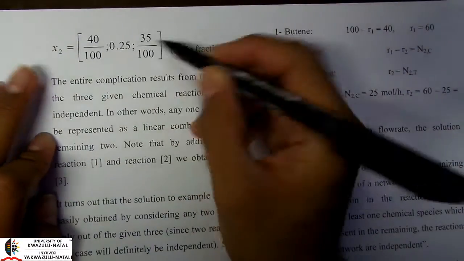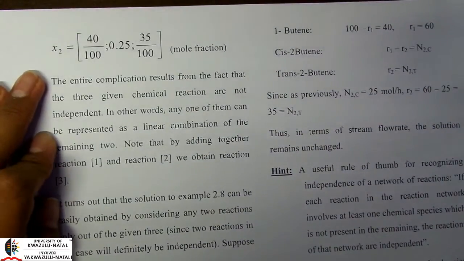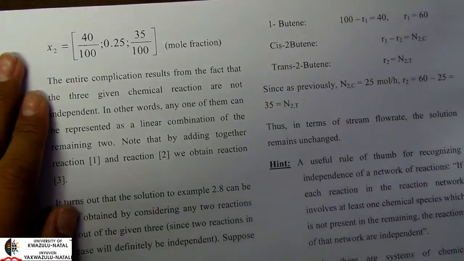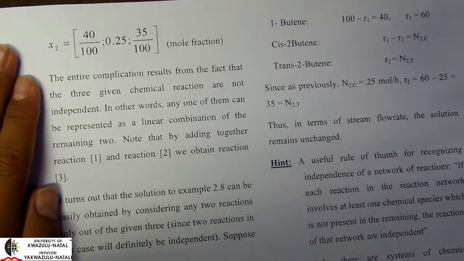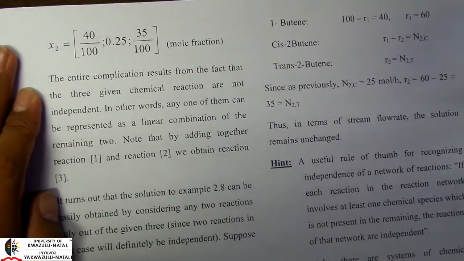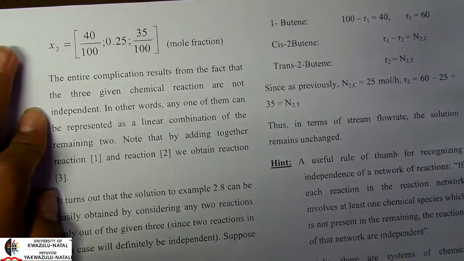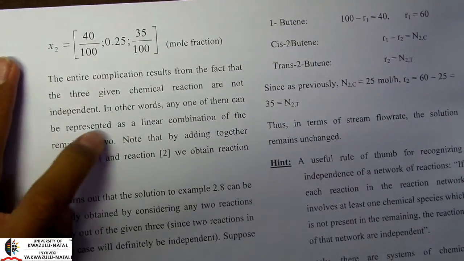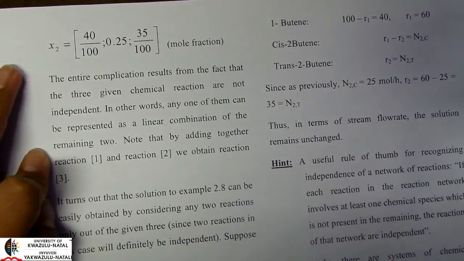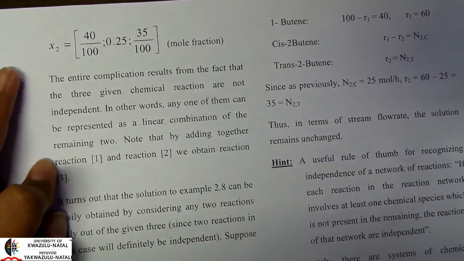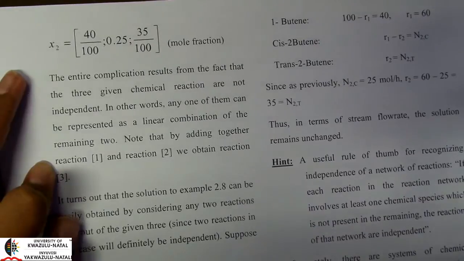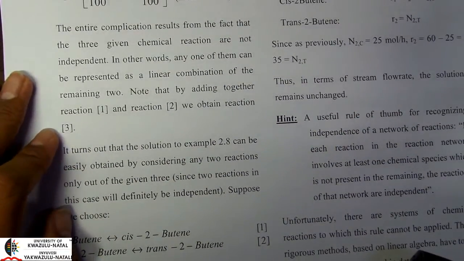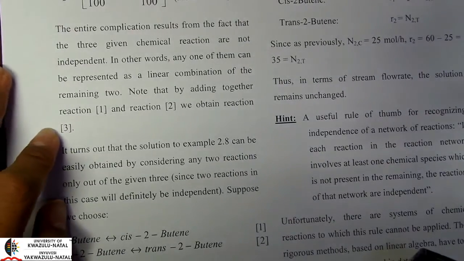Okay, so here's our problem solved, even despite the fact that we didn't calculate our reaction rates. Now, how was this possible, really? The entire complication results from the fact that the 3 given chemical reactions are not independent. Any one of them can be represented as a linear combination of the remaining 2. So if we add, for example, reaction 1 with reaction 2, we obtain reaction 3. So reaction 3 isn't really an independent reaction.